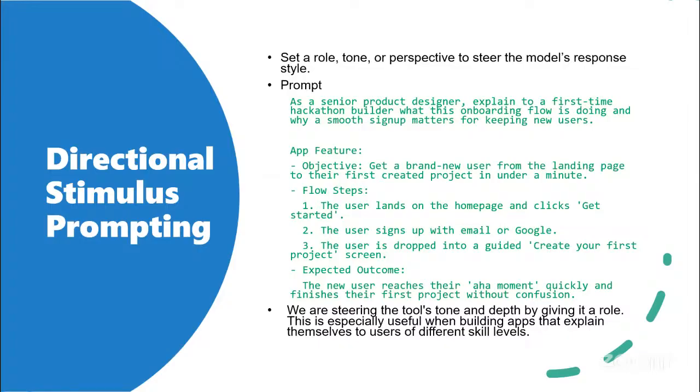Then we have something called directed stimulus prompting. This is where we set a role, a tone, or a perspective. Like we can say, I am a travel enthusiast, build an app for me. I am a chef, and I want to build an app for my followers. I am a scholar and I want to build an app for my followers, and my followers have this kind of profile. Their age range is this, their geographical location is in this area. So, based on those roles, tones, and perspectives, your app will start building things around those parameters.